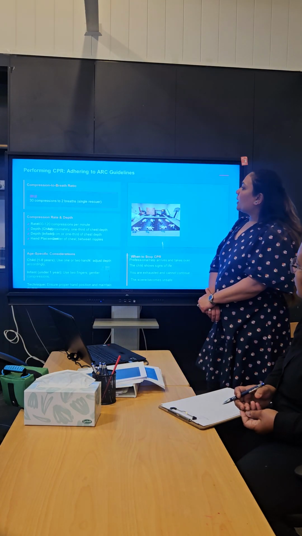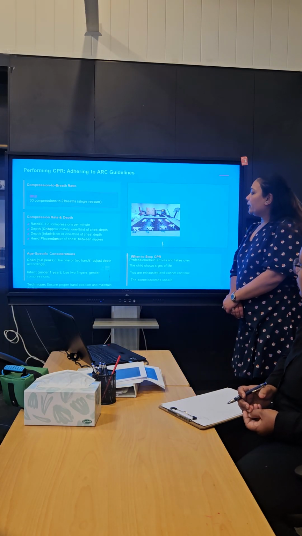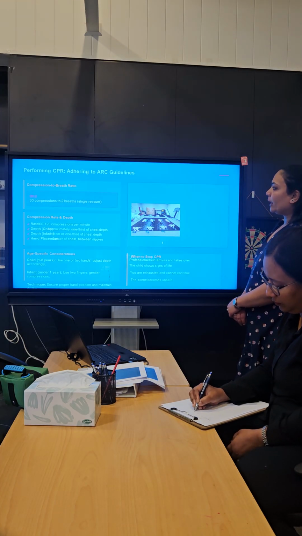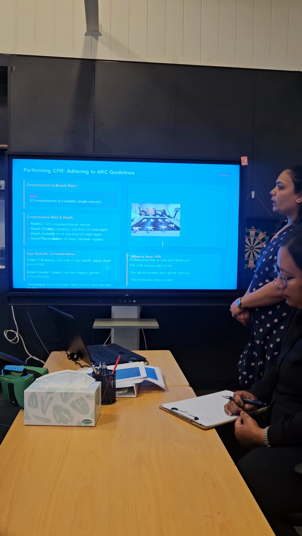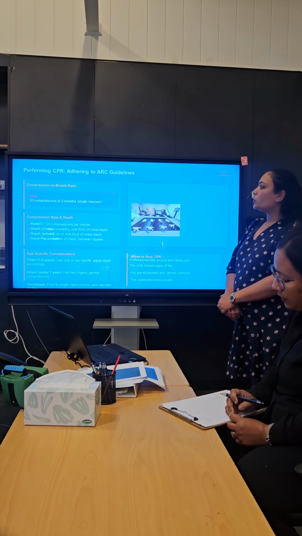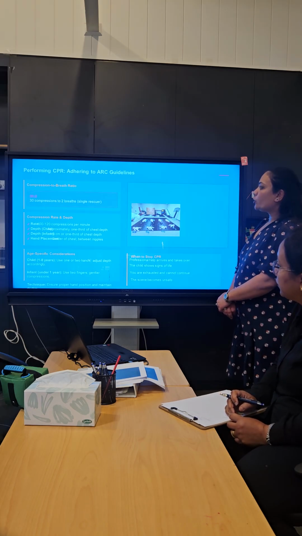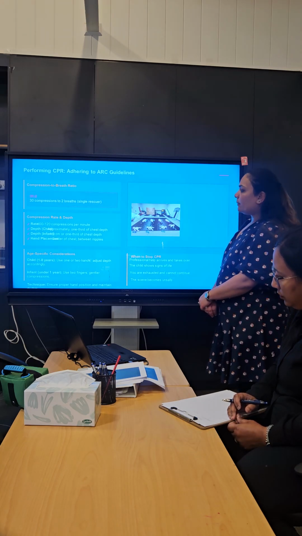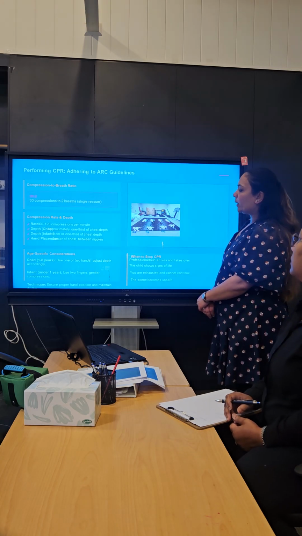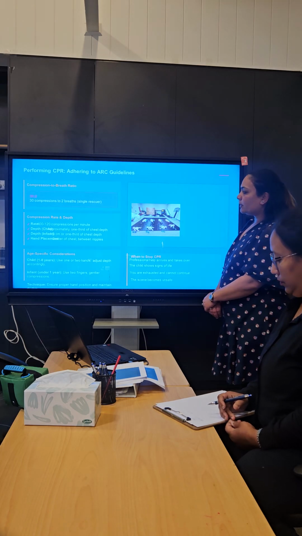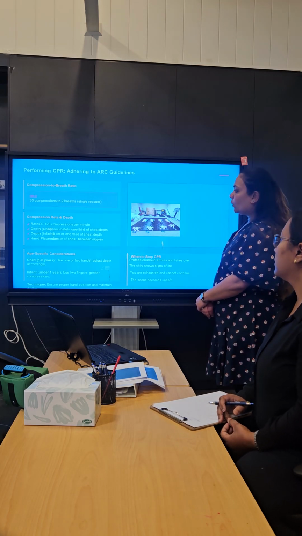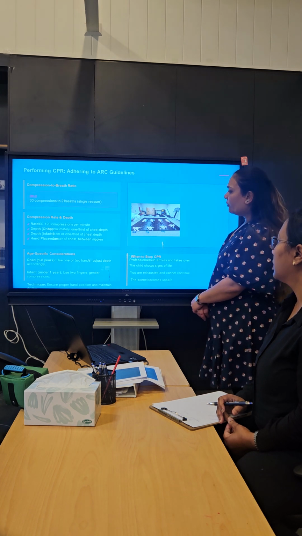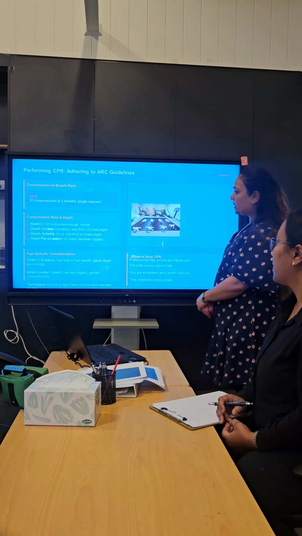Performing CPR, adhering to the ARC guidelines. The compression to breath ratio: when we're doing compressions, we are looking for 30 compressions with 2 breaths, so 30 compressions to 2 breaths for a single rescuer. Compression rate and depth: the rate is 100 to 120 compressions per minute. Depth for a child is approximately one third of chest depth. For an infant, 5 centimeters or one third of chest depth.